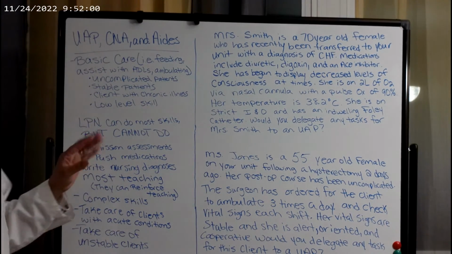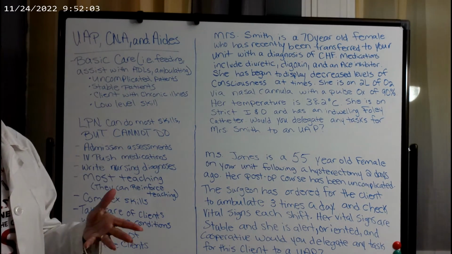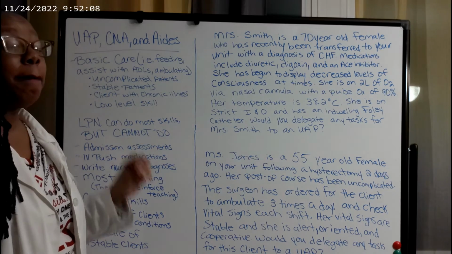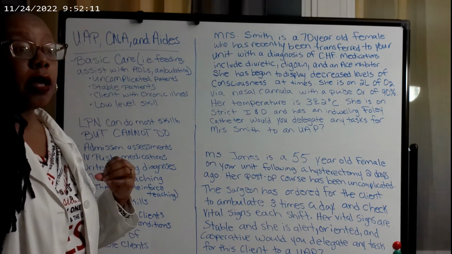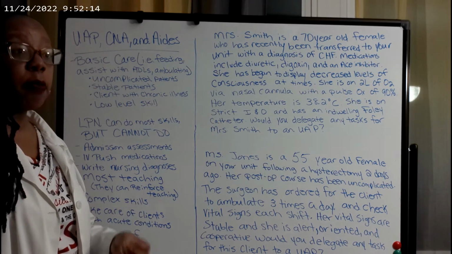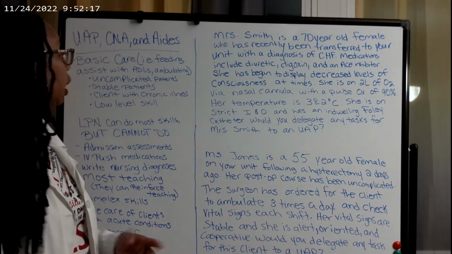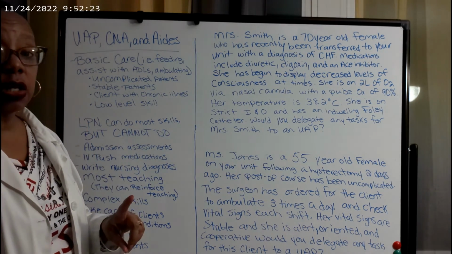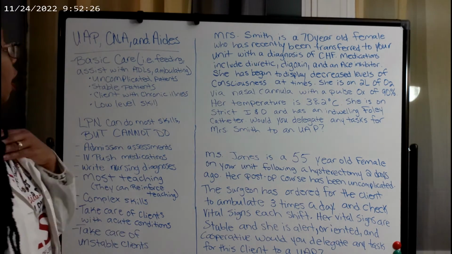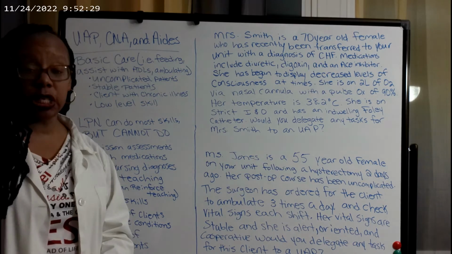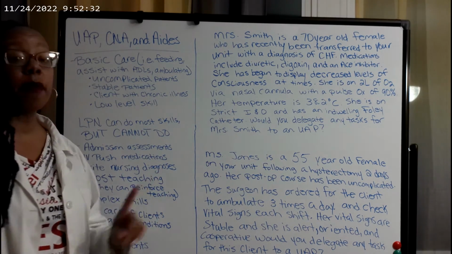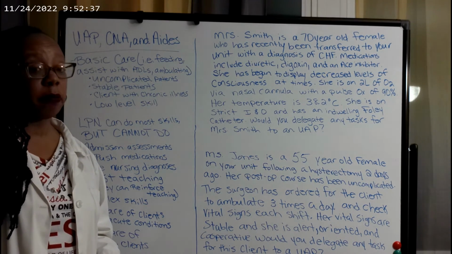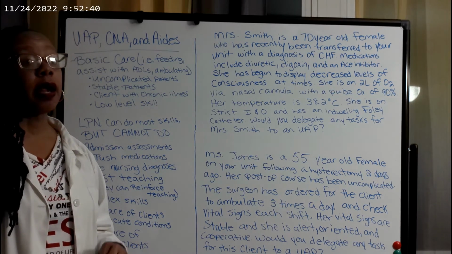So when we look at our unlicensed assistant personnel, certified nursing assistants, or our aides, like I said, they can perform basic care on stable, uncomplicated patients with chronic illnesses. That can include feeding, assisting with ADLs, ambulating, things like that. You want low-level skills. Like I said, they can do feeding, but remember, if that person has dysphagia, then that is not a stable person because they are at risk for aspiration.